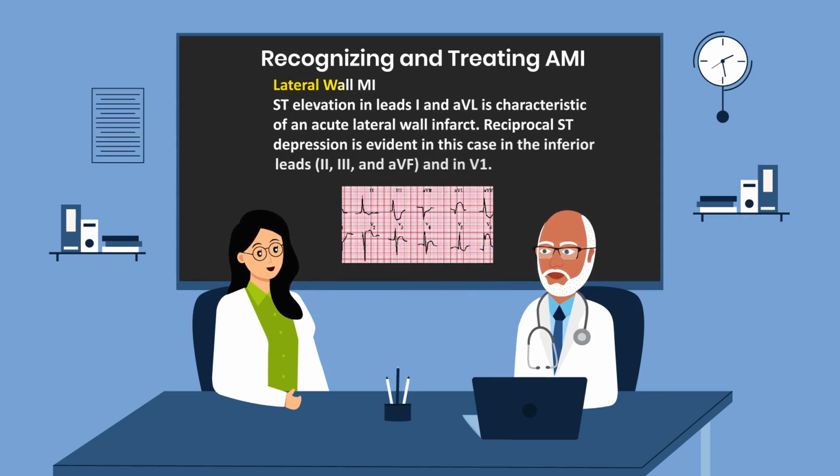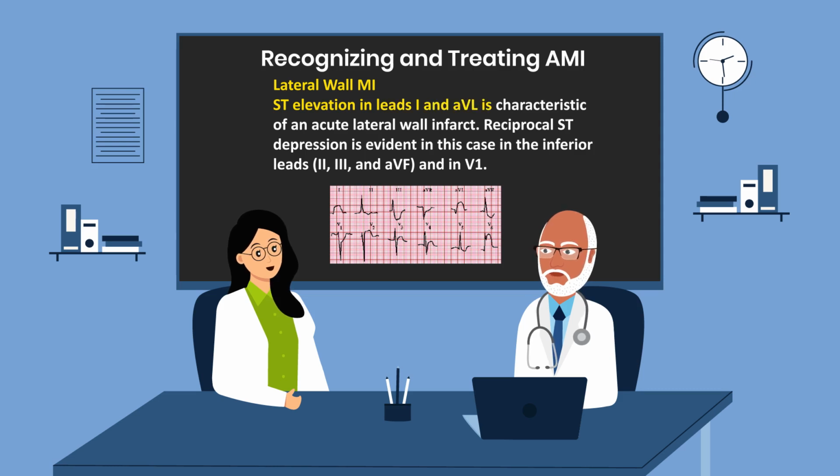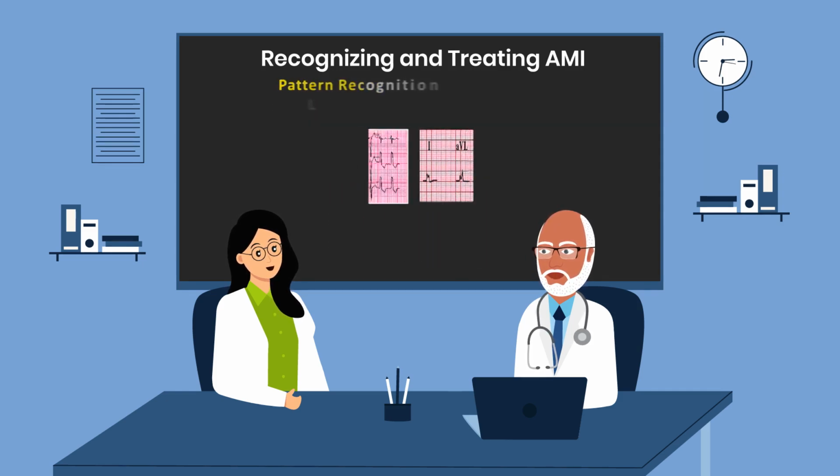The lateral wall MI. ST elevation in leads 1 and AVL is characteristic of acute lateral wall infarct. Reciprocal ST depression is evident in this case in the inferior leads 2, 3, and AVF, and in V1. Pattern recognition.